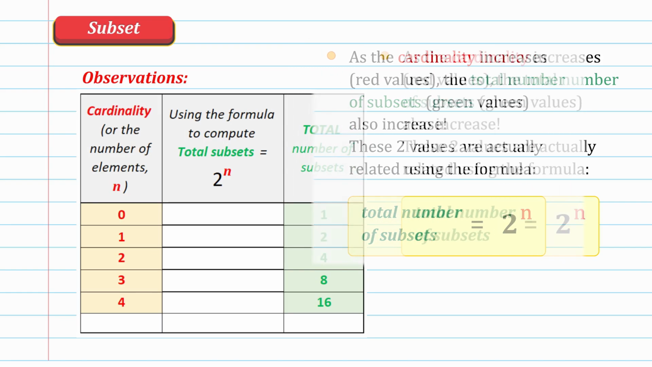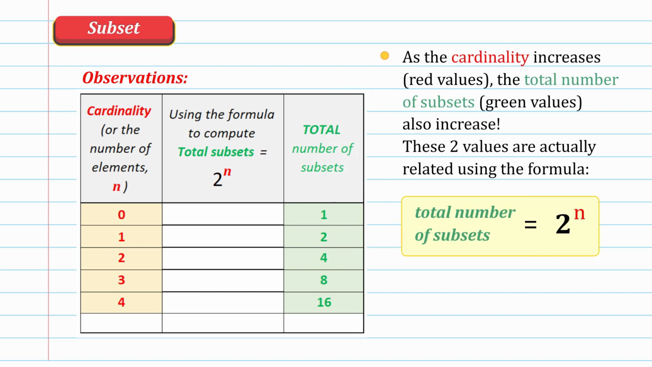Let me isolate these two columns, the red and green, and put them in just one table, and let me explain how this formula can be used. Now let's complete the second column and use the formula 2 raised to the n and see if we can get the total number of subsets. Now let's start with the easiest one, this row.